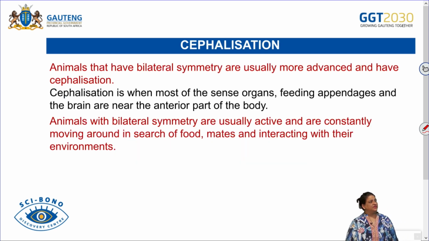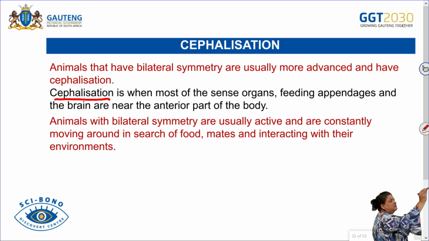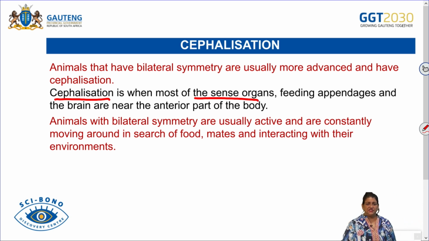Animals that have a bilateral symmetry are usually more advanced and have cephalization. So bilateral animals always are more advanced. They have a proper front end with sense organs like your eyes to move forward, to detect danger, to look for food, right? That is cephalization. Remember, sense organs are in the front. Also, it has feeding appendages. All your feeding parts, like the mouth, is also in the front. And they also have a brain.